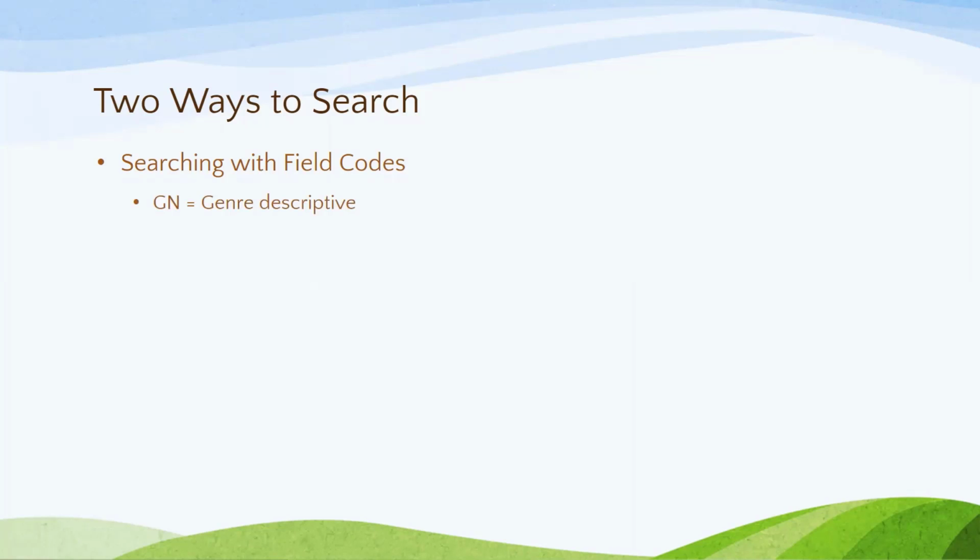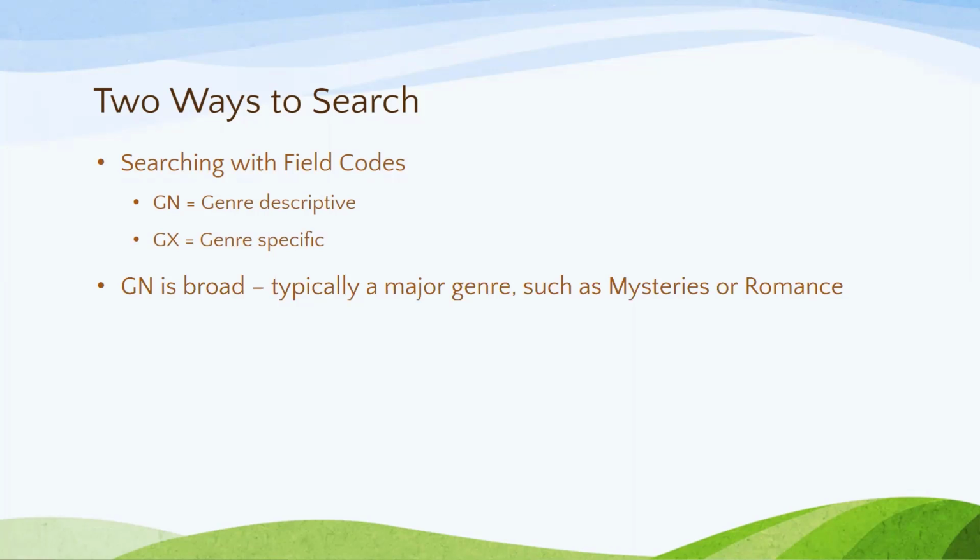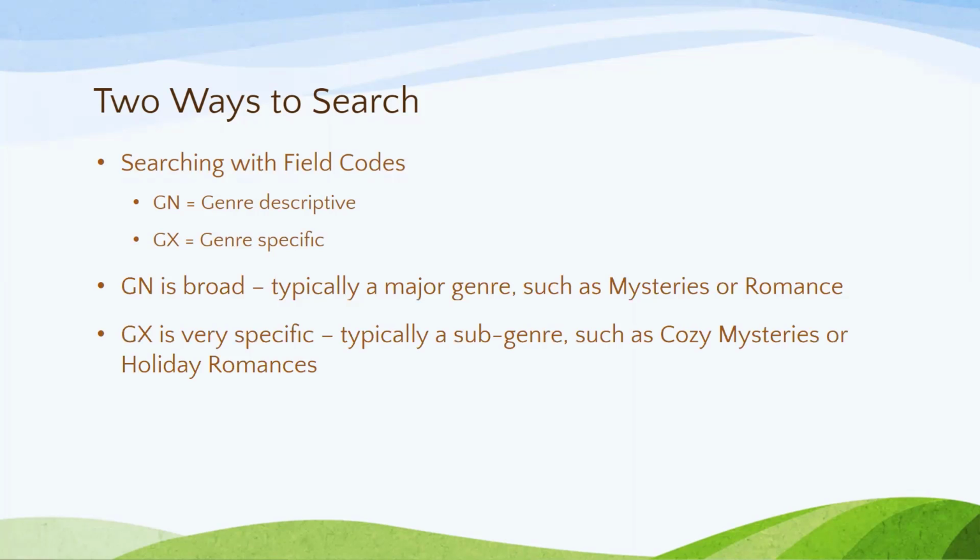One field code is GN, that's genre descriptive, and the second one is GX, that's genre specific. When you search for GN, you're searching broadly. You're looking at a major genre like mysteries or romance. That's the big umbrella. GX is very specific. You're looking at a subgenre, so cozy mysteries or holiday romances. And admittedly, there's a lot of really great options for searching subgenre, but you might not know all of them. So we're going to talk about how you can find a list of those.